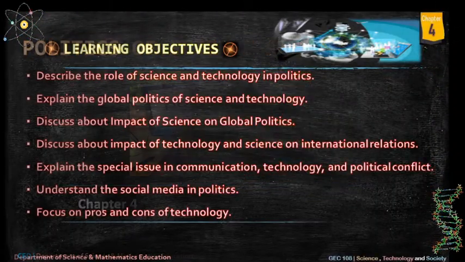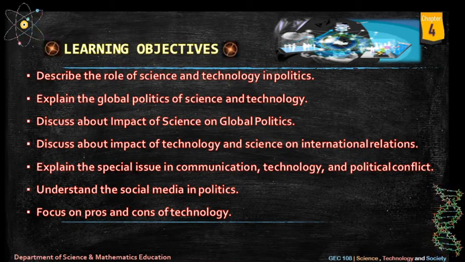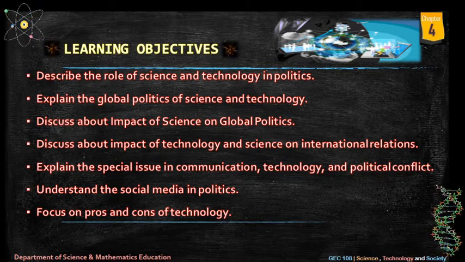Learning objectives. Describe the role of science and technology in politics. Explain the global politics of science and technology. Discuss the impact of science on global politics. Discuss the impact of technology and science on international relations.